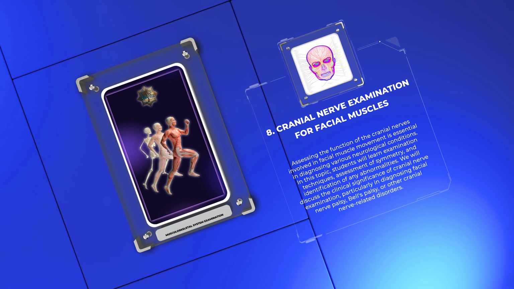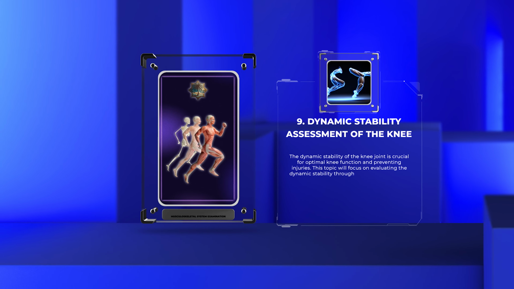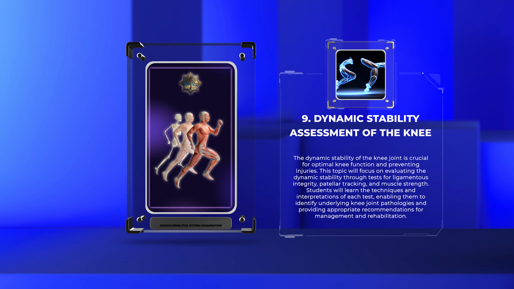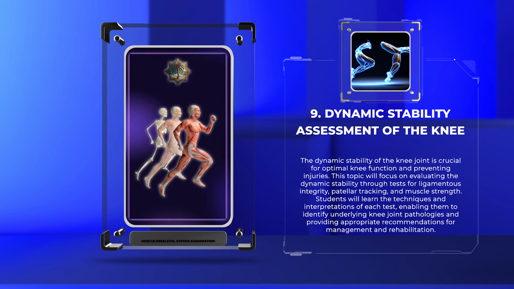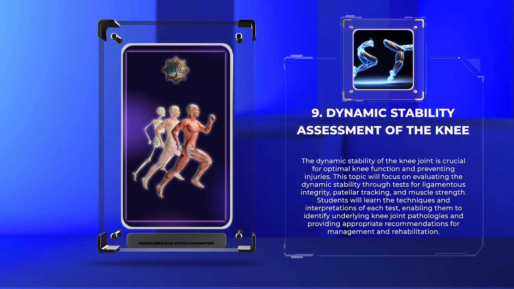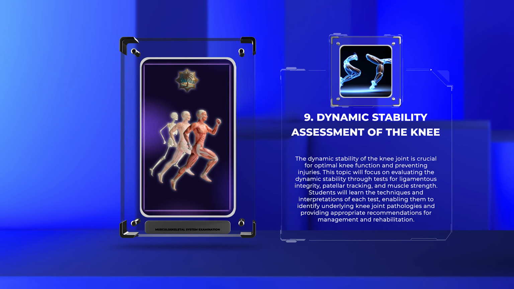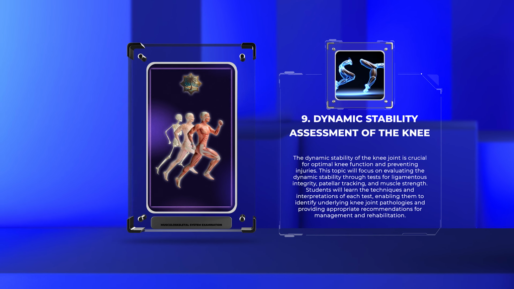The dynamic stability of the knee joint is crucial for optimal knee function and preventing injuries. This topic will focus on evaluating the dynamic stability through tests for ligamentous integrity, patellar tracking, and muscle strength. Students will learn the techniques and interpretations of each test, enabling them to identify underlying knee joint pathologies and providing appropriate recommendations for management and rehabilitation.